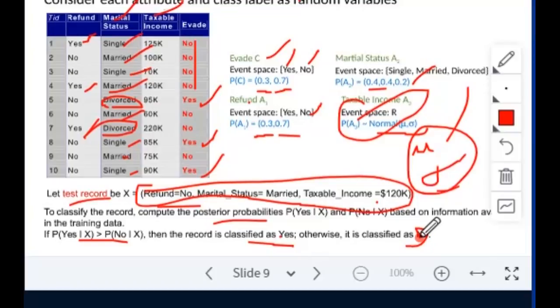We will find the answer for this using one of the implementations of Bayesian classifier, that is naive Bayes classification. Bayesian classifier has two implementations: one is naive Bayes classification, another is Bayesian network. Here we will be discussing naive Bayes classification. So we move on to the next slide.